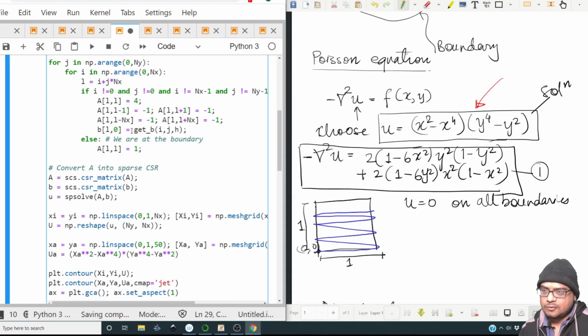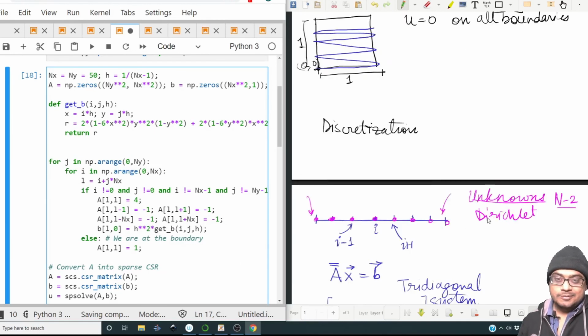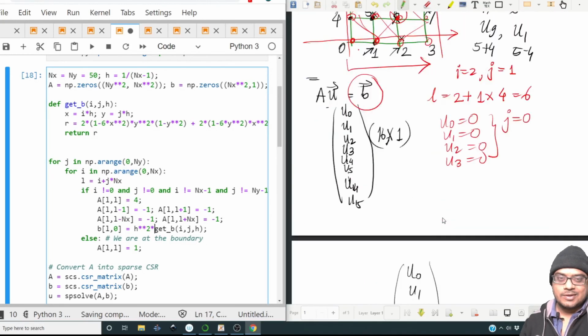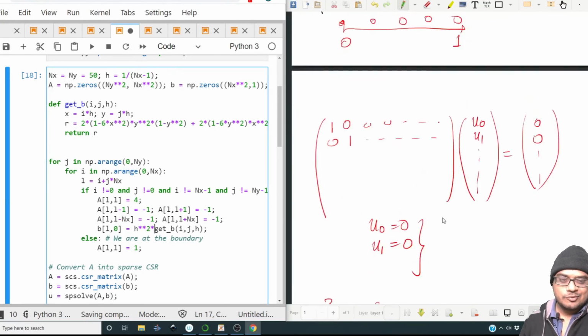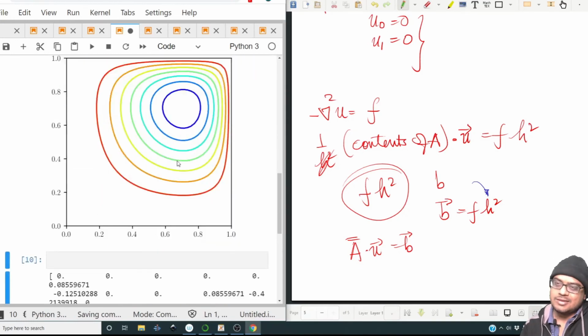Ah, I know what's wrong. I forgot to multiply this by its square. This is a very small mistake. In fact, I spoke about that but forgot to implement it. This particular h square comes from the discretization of the Laplacian. I forgot to write it down. Well, now everything should match quite well, and there you go.